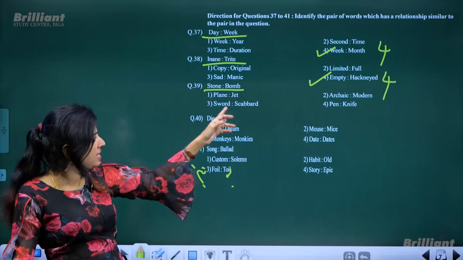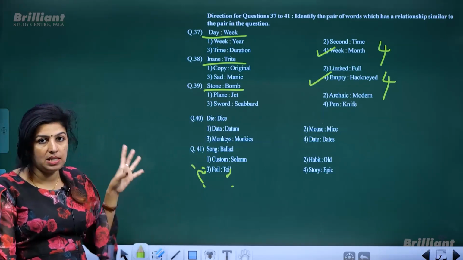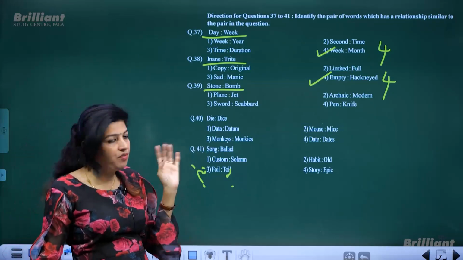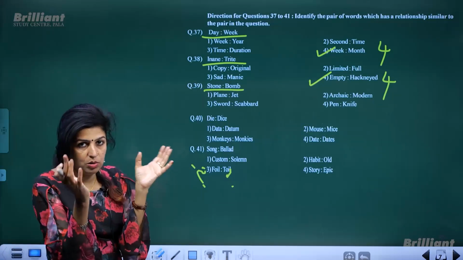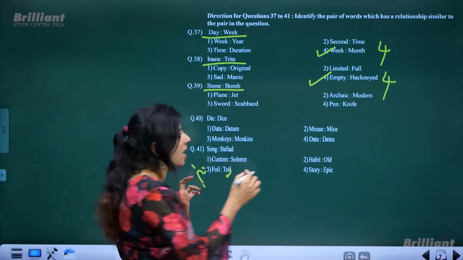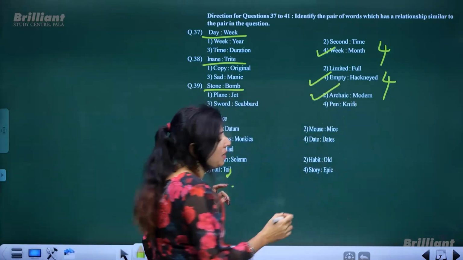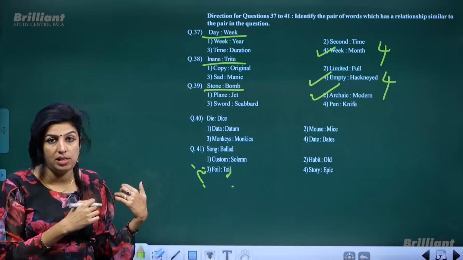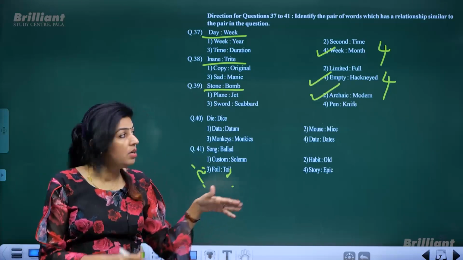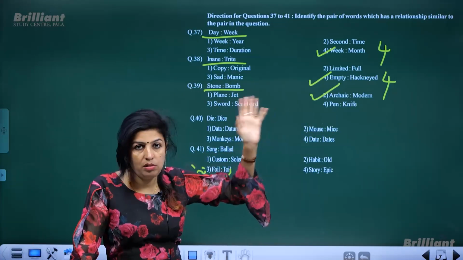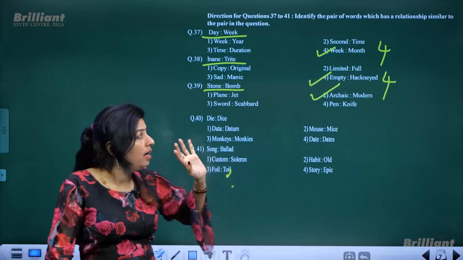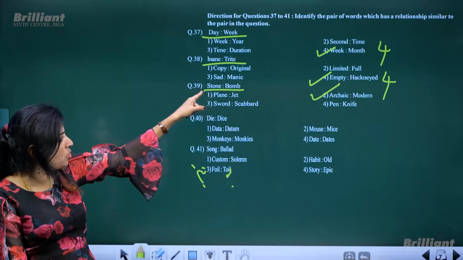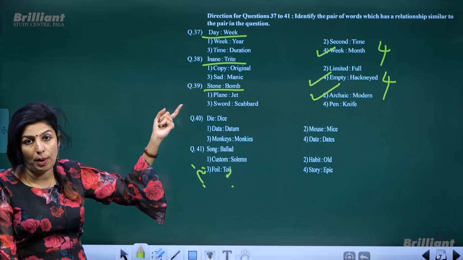Then sword and scabbard, again related parts of the same thing. Then pen and knife, no connection at all, no similarity at all. So in that sense, archaic and modern: archaic means ancient, outdated, no longer in use, and modern means new, the latest one. Okay, exactly. Stone and bomb. Stone is an archaic or outdated weapon.